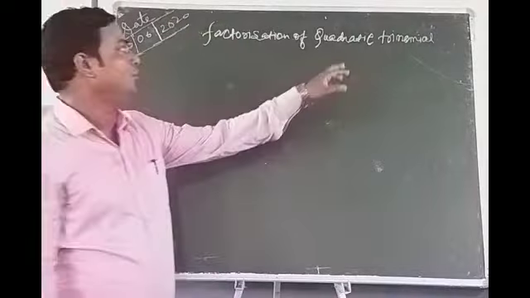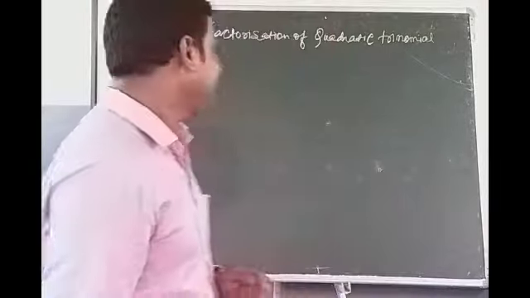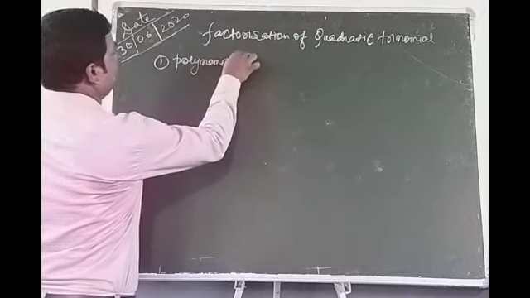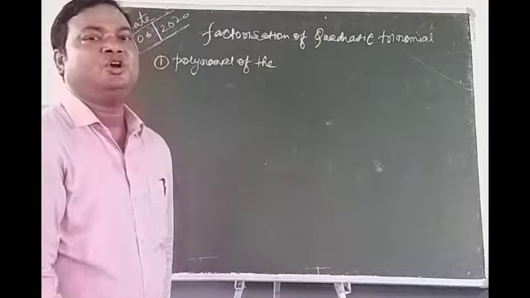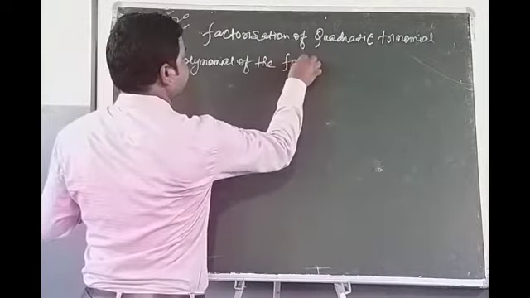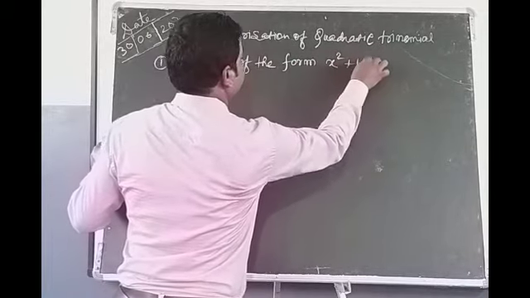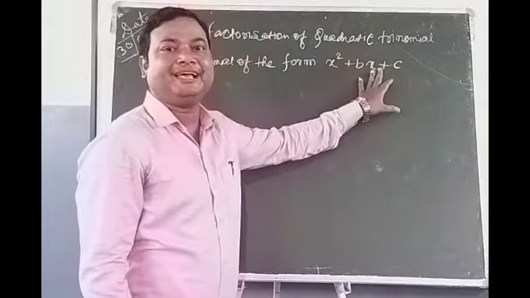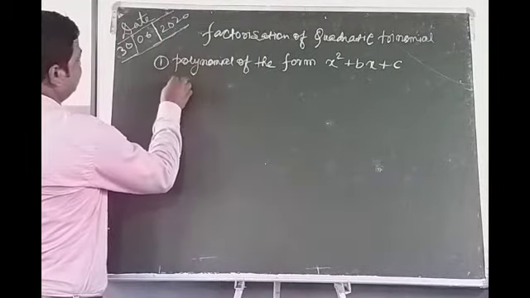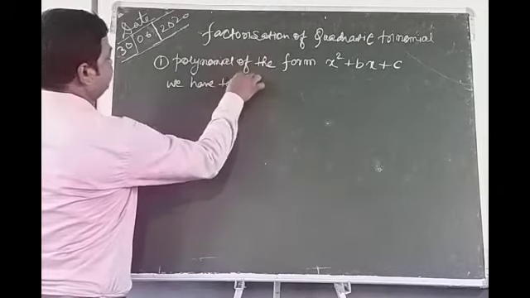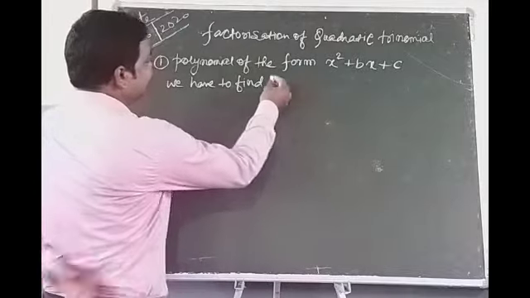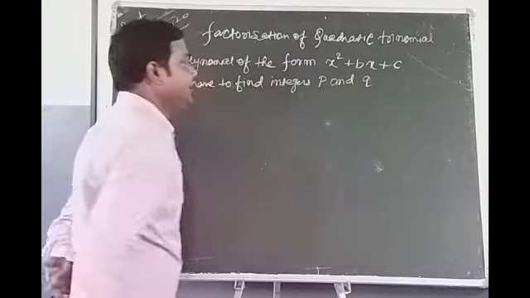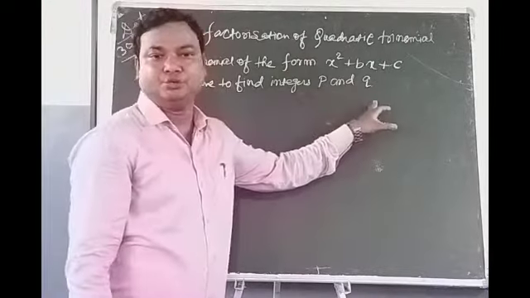Okay, there are two forms of quadratic trinomial in this chapter. The first form is the polynomial of the form x square plus bx plus c. So we have to find integers p and q.